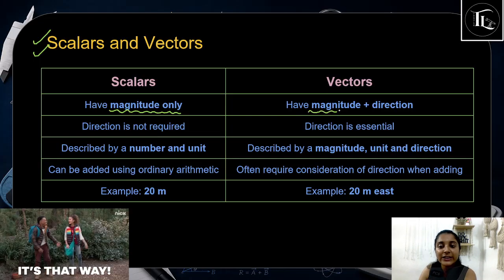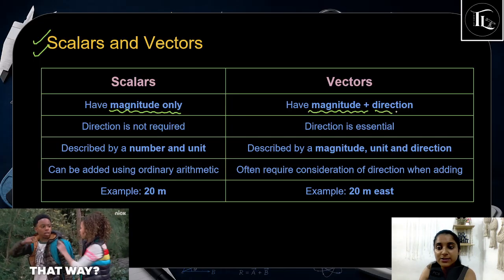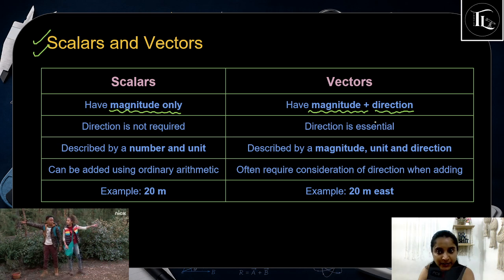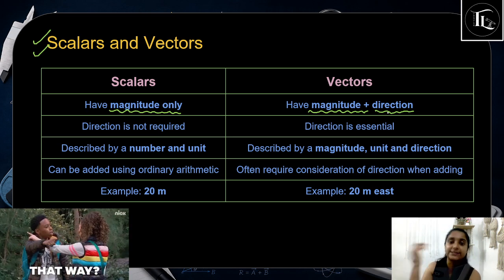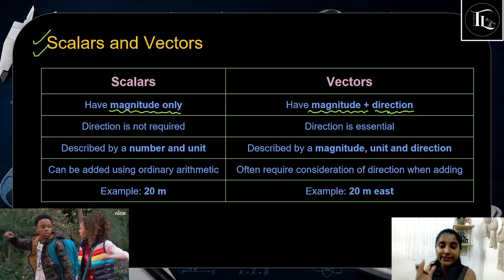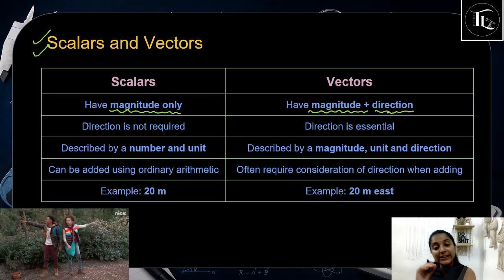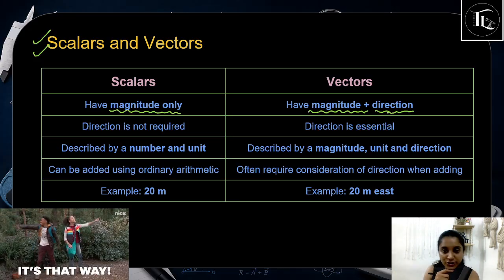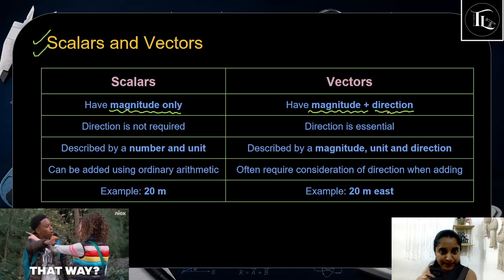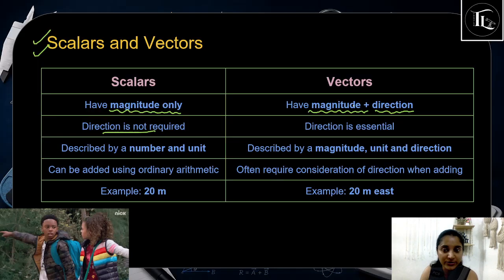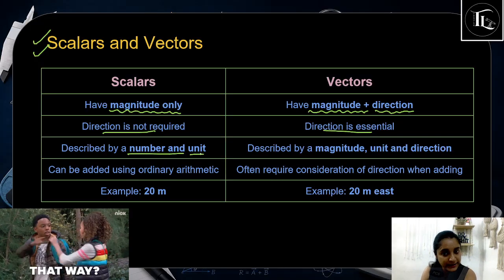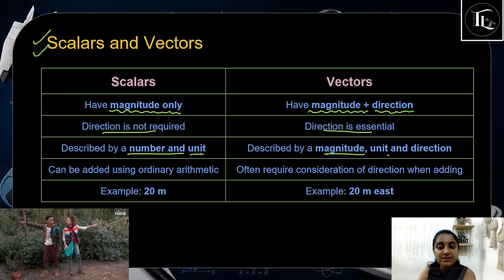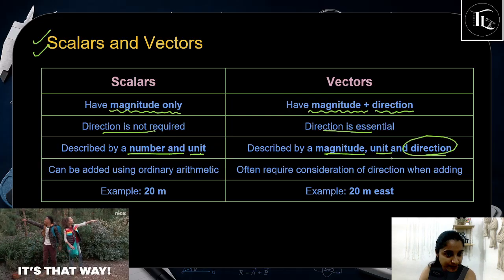Then we have vector. Vector means we need to have the magnitude plus we need to have the direction. So it's like I have walked 10 meter east. So 10 meter is giving us the magnitude and east is giving us the direction. So that's a vector. In scalar, direction is not required. In vector, direction is essential. A scalar is described by a number and a unit, but in case of vectors, it's magnitude, unit and direction.